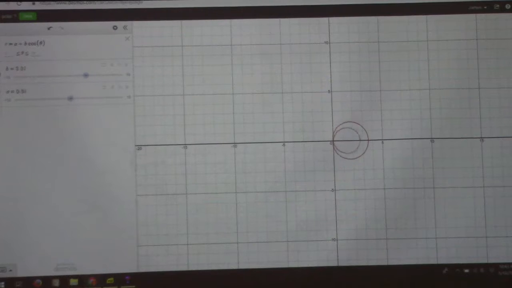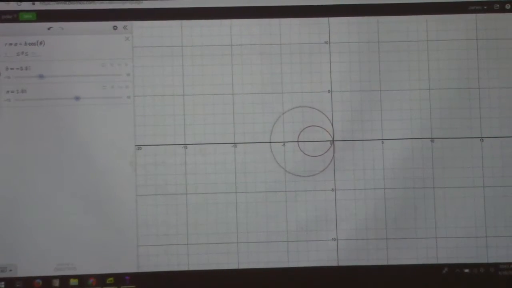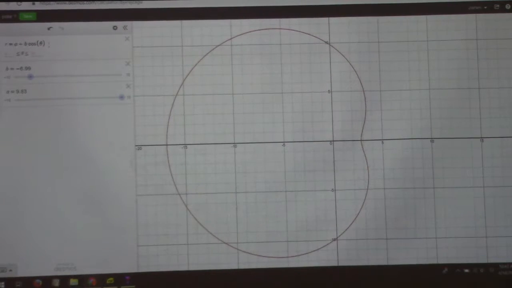Let's look at a different thing. The next thing we're going to look at is called a lemniscate, or I'm sure I'm saying that wrong too. But what's that? You read it, lemon Scottie. I like that. Lemon Scottie.